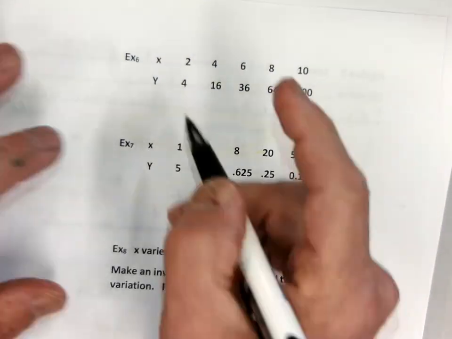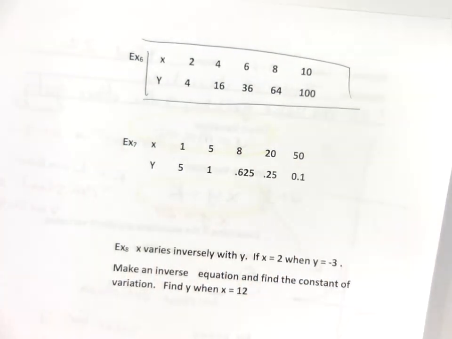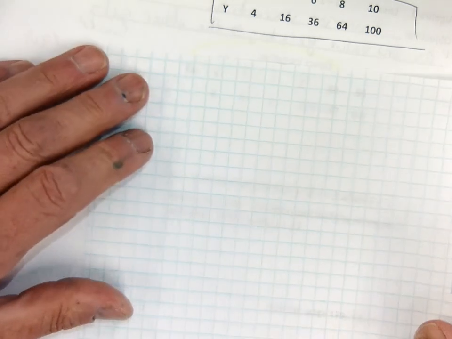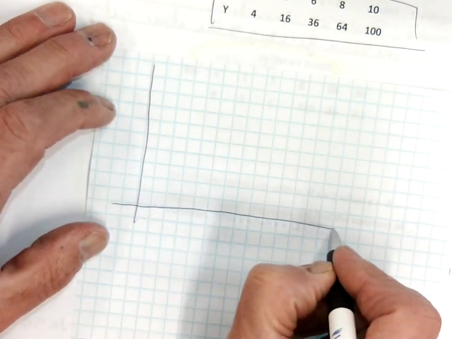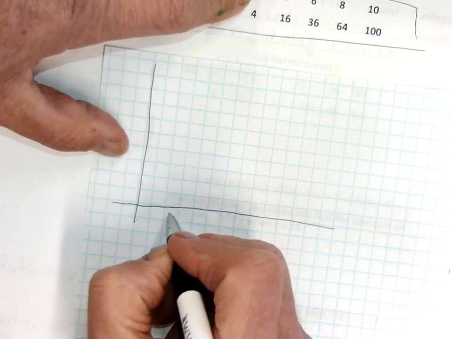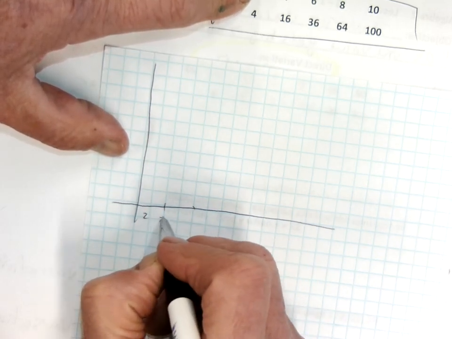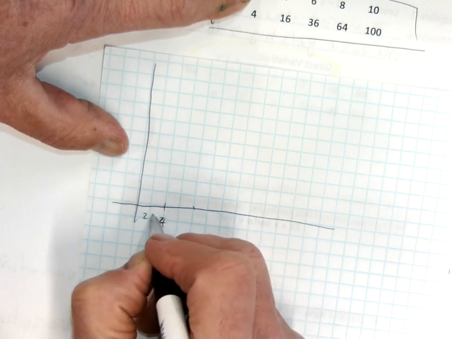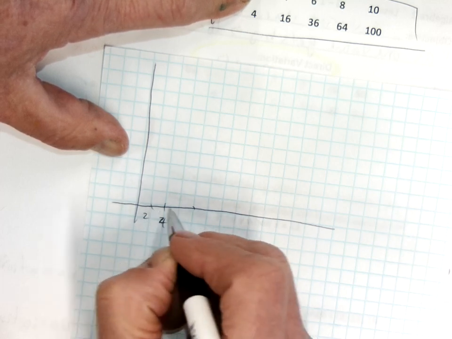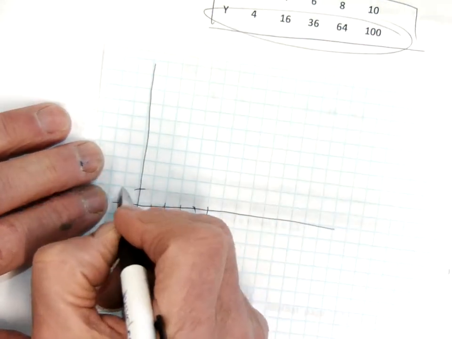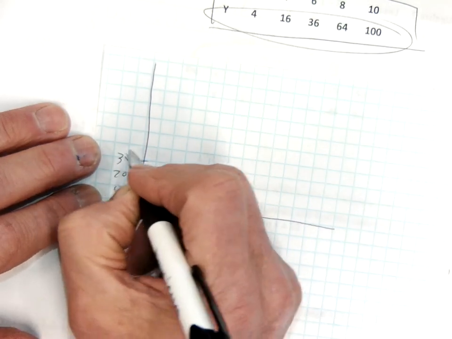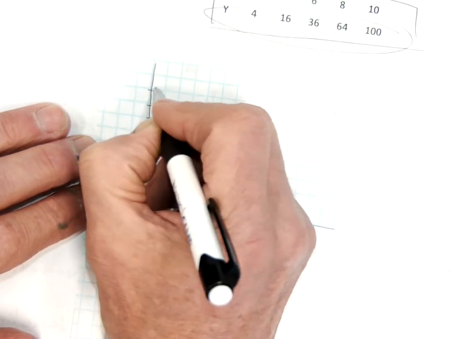All right, example 6. Well, I got a chart, and probably what might be easiest for me is to graph it, okay? All right, so I'm going to graph this one. Put my graph down. I'm going to go with something like this. X's are going to be like 2. I'll go by 2s. 2, 4, 6, 8, 10. I'll probably go by tens because I got to go to the 100. 10, 20, 30, 40, 50, 60, 70, 80, 90, 100.